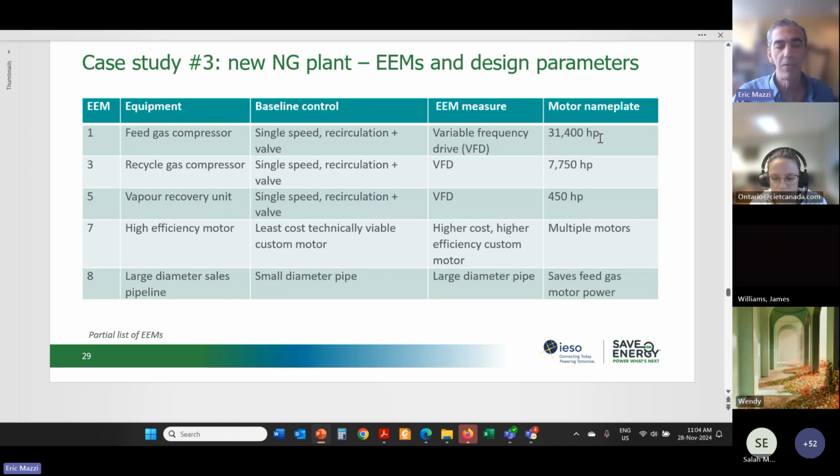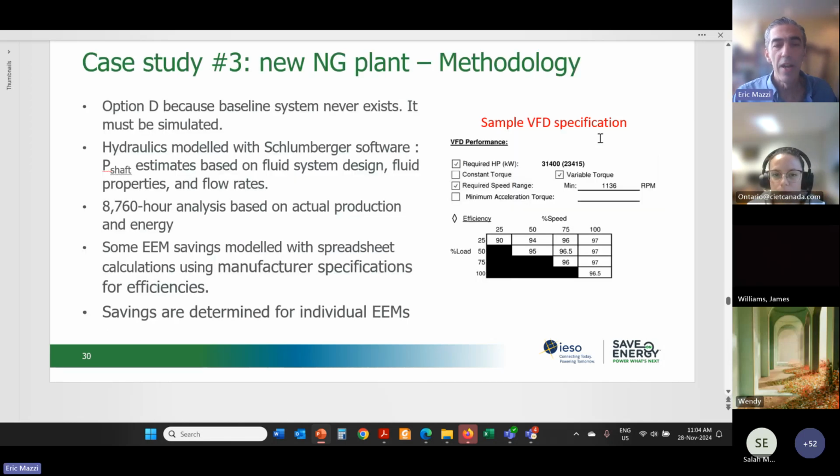So these are the measures. It's a partial list. There were more. So why is it option D? Because the baseline system and those baseline inefficiencies never existed. You have to use simulation.